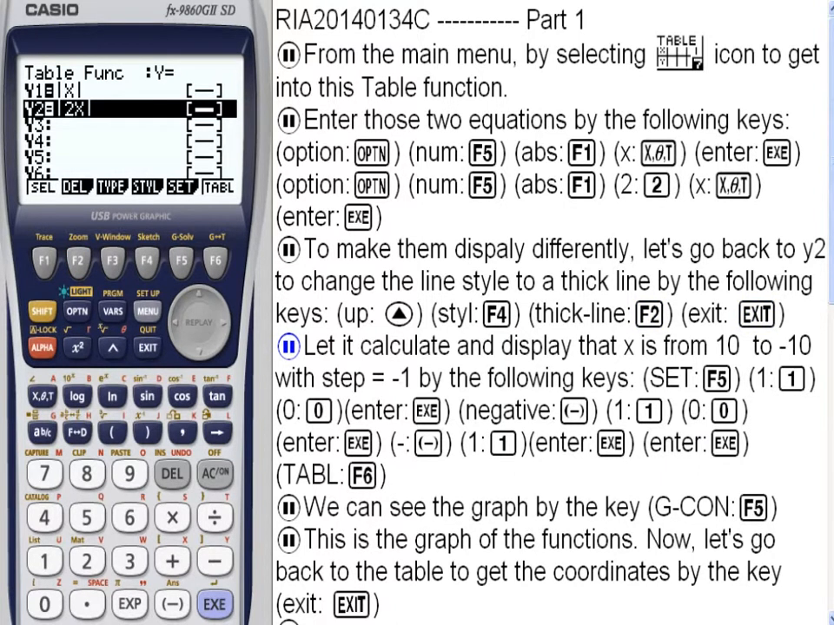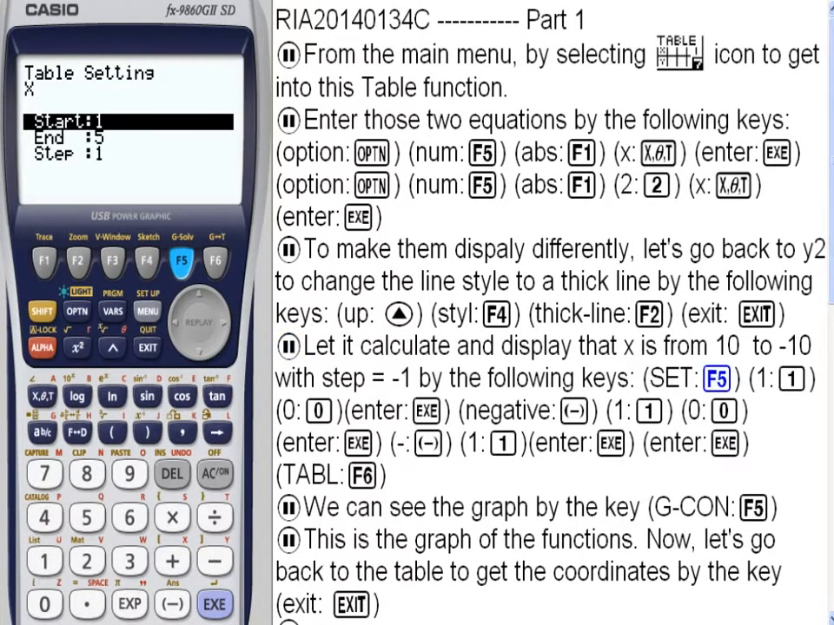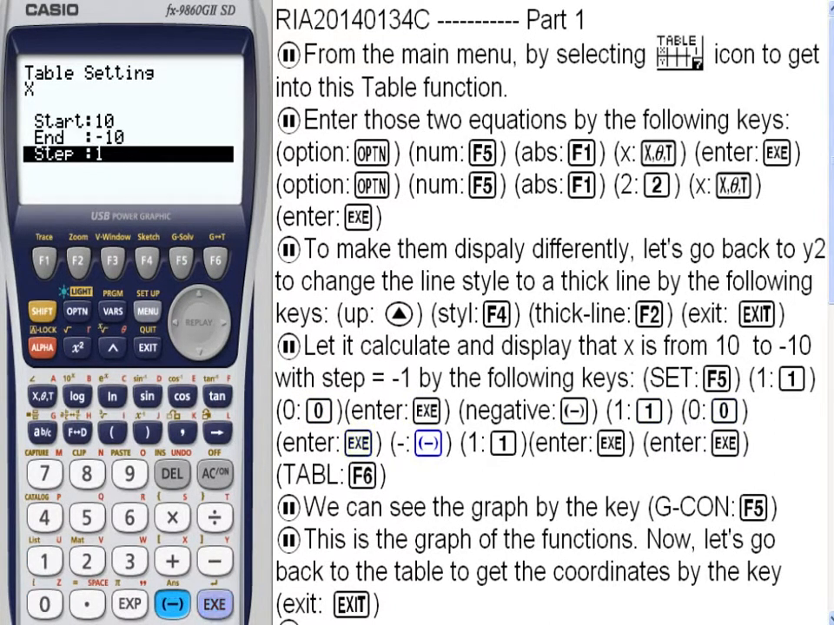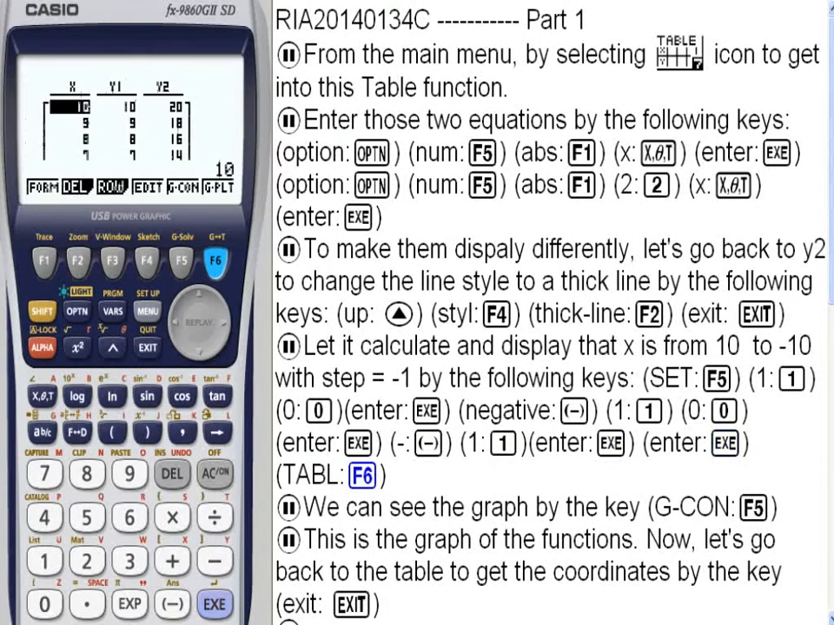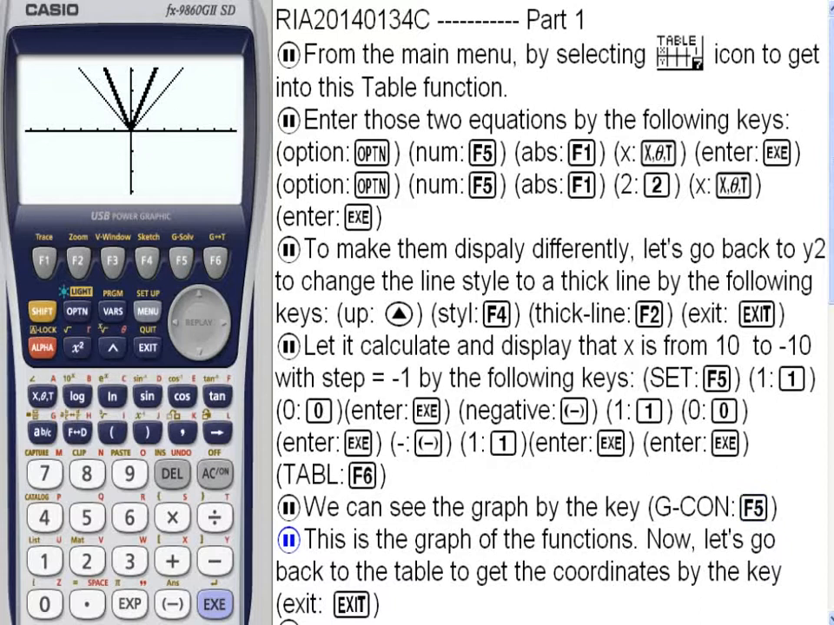Let it calculate and display x from 10 to -10 with step equal to -1 by the following keys: set, 1, 0, enter, -1, 0, enter, -1, enter, enter, table. We can see the graph by the key G-connect.